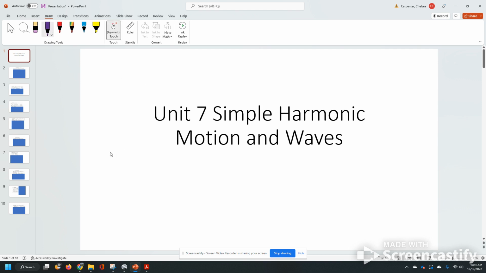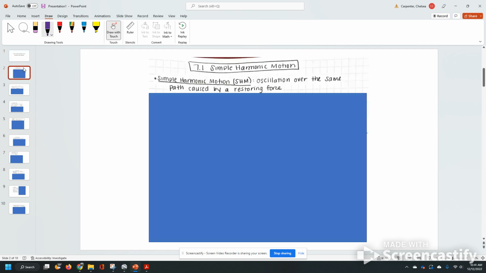So let's get started. Unit 7 is all about simple harmonic motion and waves. So first we're going to start with defining simple harmonic motion. Simple harmonic motion, which I'll abbreviate SHM just to save some space, is an oscillation. An oscillation is just a repeating movement over the same path caused by some restoring force. So some force is causing something to move back and forth over the same path.